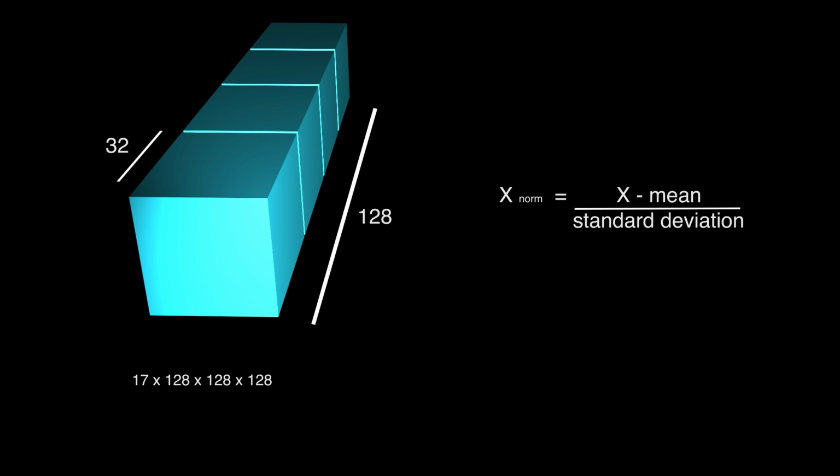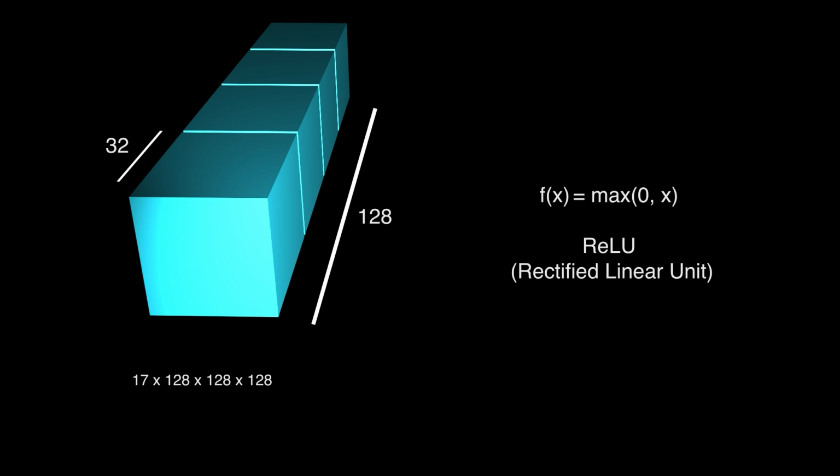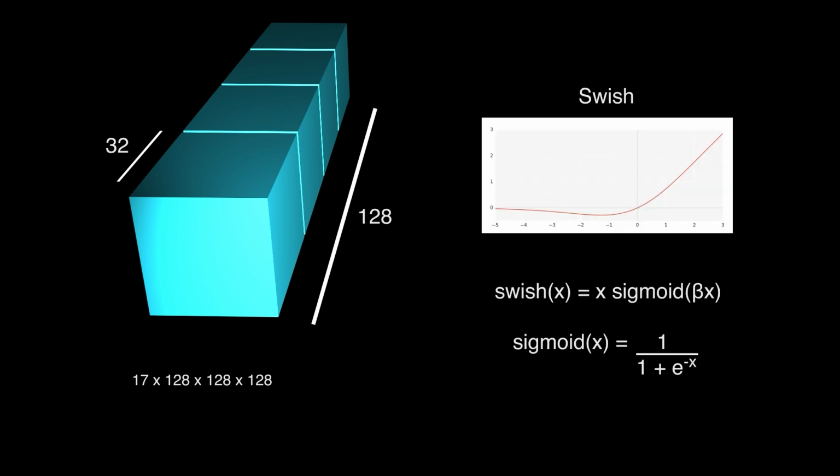After normalization, we apply an activation function. The ReLU or rectified linear unit is a commonly used activation function, but recent studies have shown that the swish activation function works better for deeper models. The activation function introduces non-linearity. Otherwise, applying a series of filters would result in a linear function. The swish activation function is an extension of the sigmoid activation function and is applied to each number in the array.